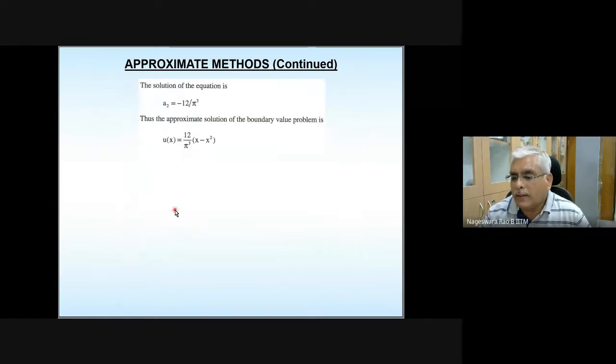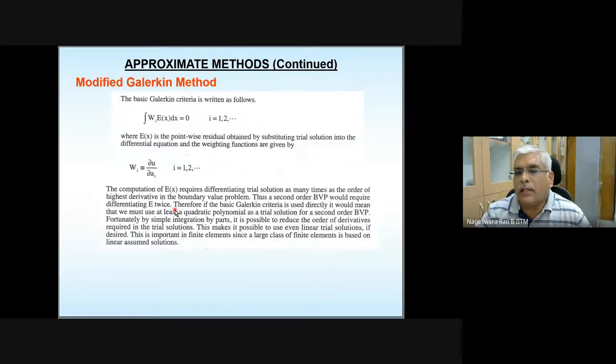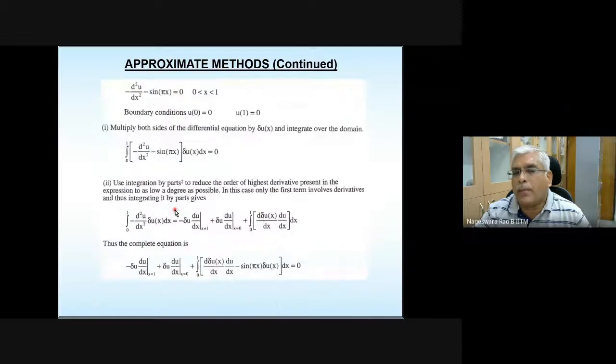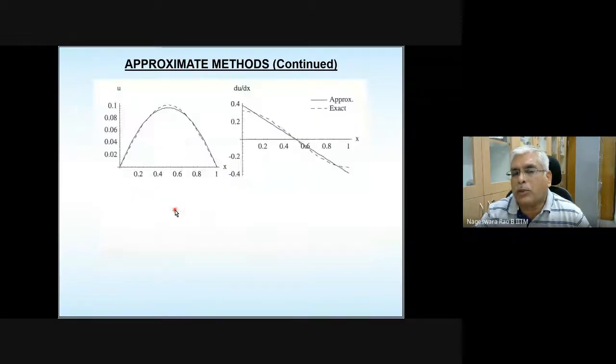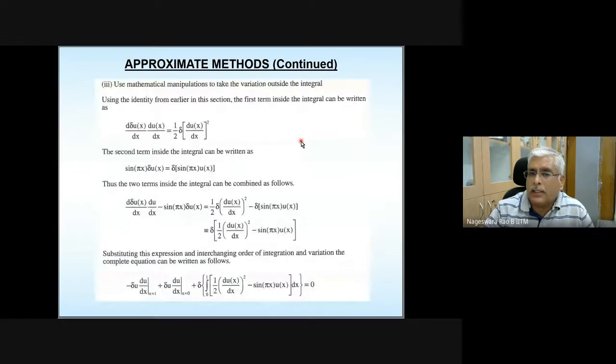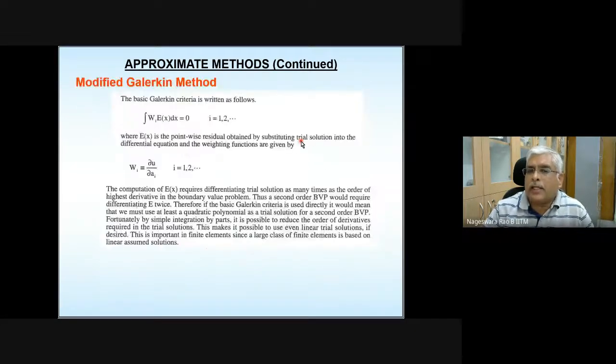So the error plot is not reproduced here, because it is the same solution. The plot is going to look like this. Okay, so I'm going to stop here. And the next method is the modified Galerkin method.